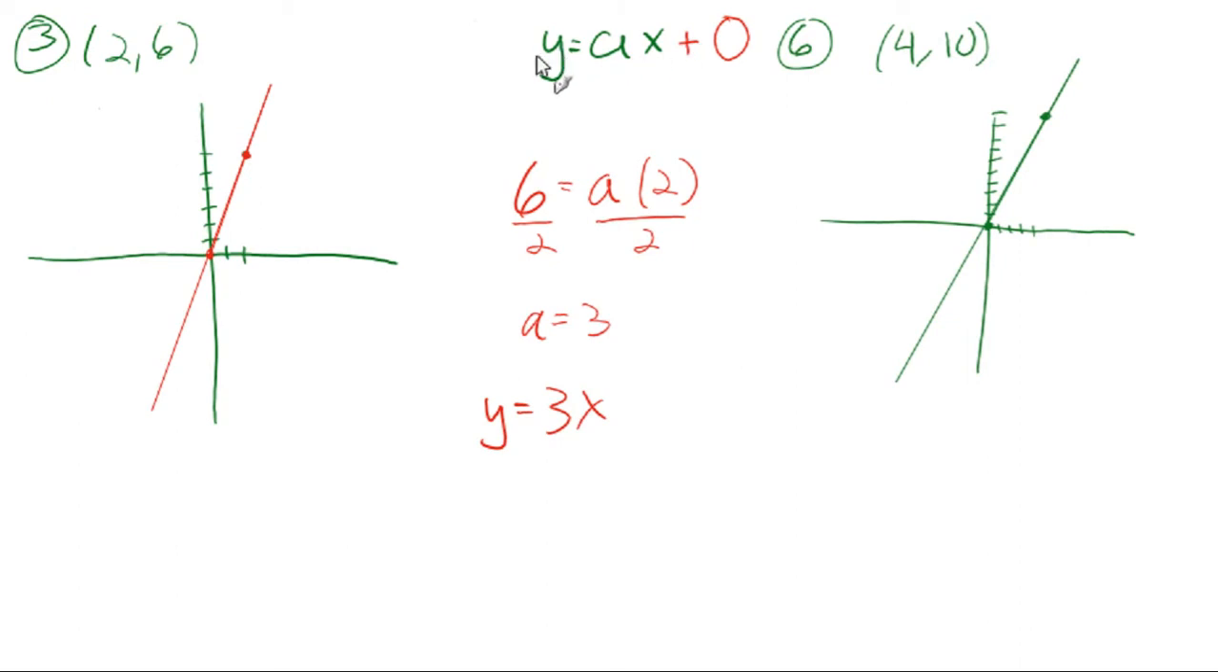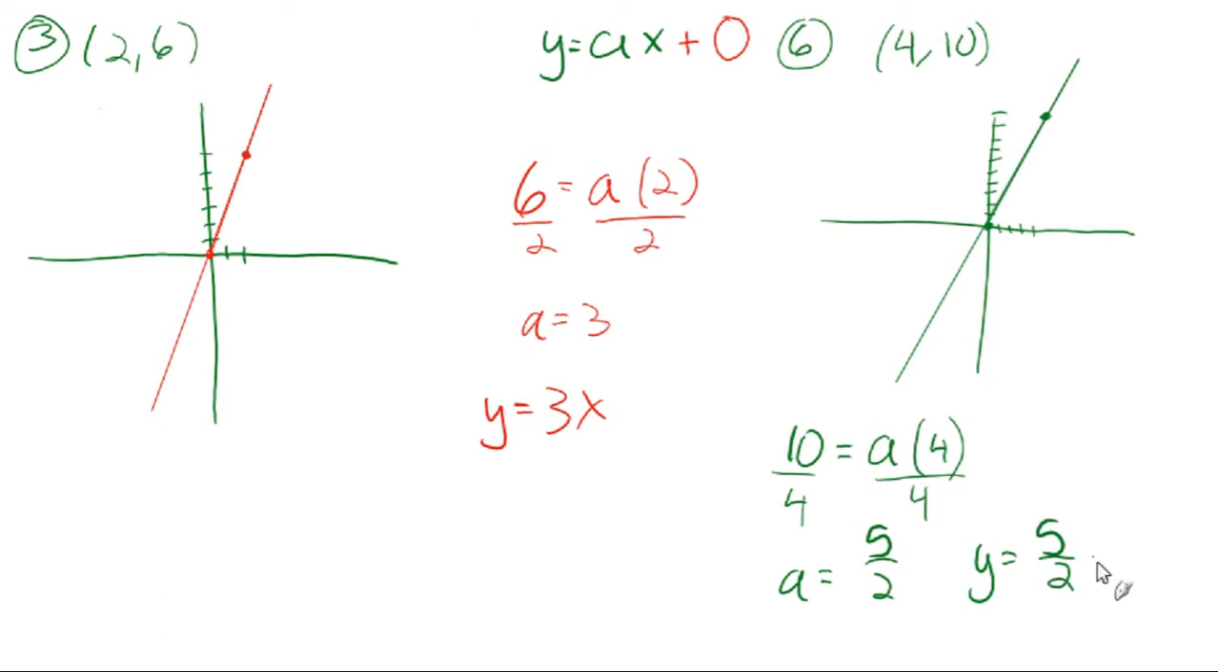We also know that it's of the form y equals a times x. And we know this 10 is y. We don't know a yet, but we do know that x is 4. So we'll divide both sides by 4, and a is going to be 5 halves. So y equals 5 halves times x is our equation.